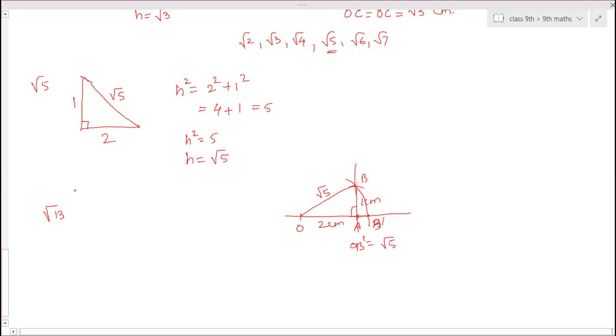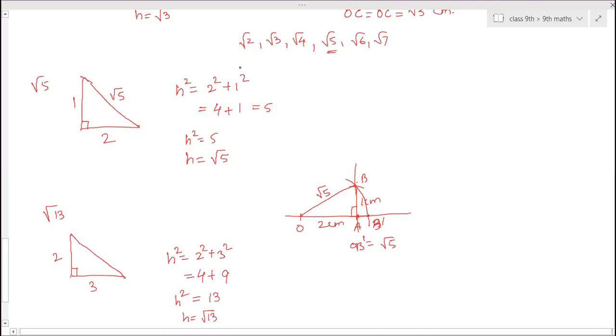How to draw root 13? From 2 square plus 3 square. Yes, right. So we have to draw the triangle with 2 and 3 as the sides. Then the hypotenuse will be h square is equal to 2 square plus 3 square. 2 square is 4, 3 square is 9, so it is 13. So h square is equal to 13, h is equal to root 13.